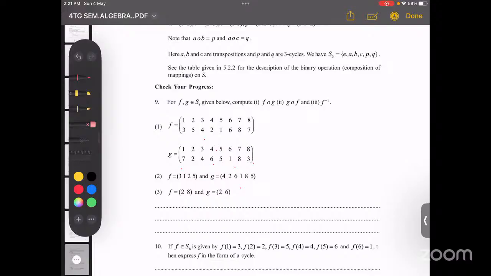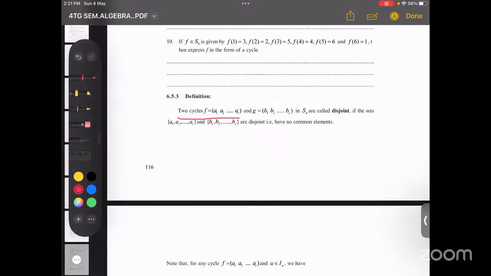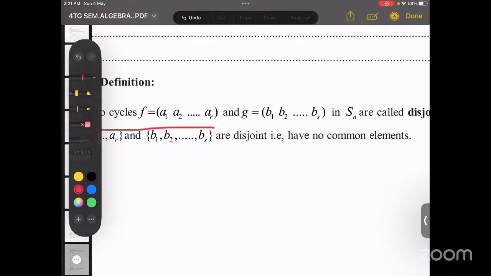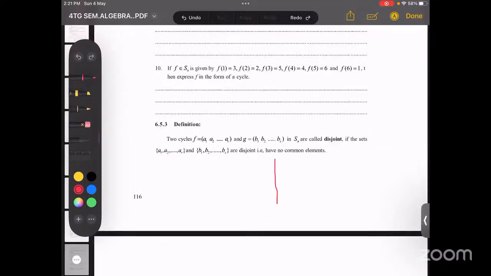So after this problem, okay, here we have the definition of disjoint cycle. Two cycles, F equals to (A1, A2, up to AR), and G equals to (B1, B2, up to BS) in SN are called disjoint if A1, A2 up to AR and B1, B2, up to BS are disjoint. That is, if they have no common elements. Okay, if two cycles don't have common elements, then they are called disjoint cycles.